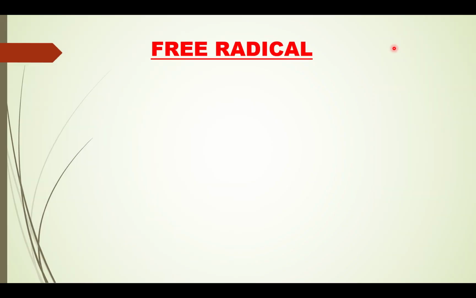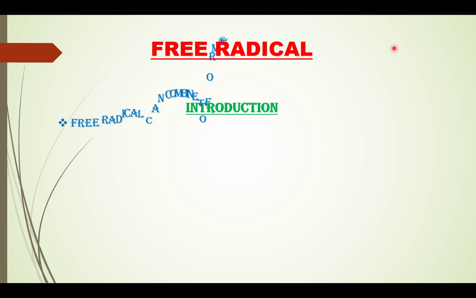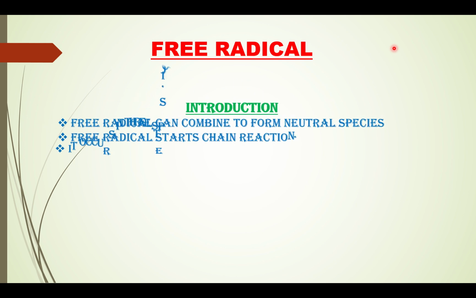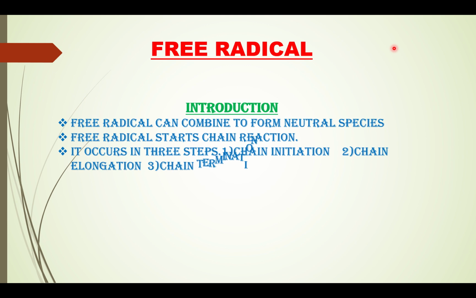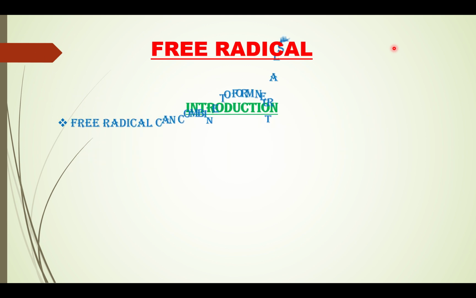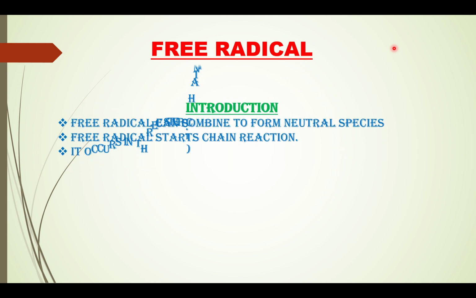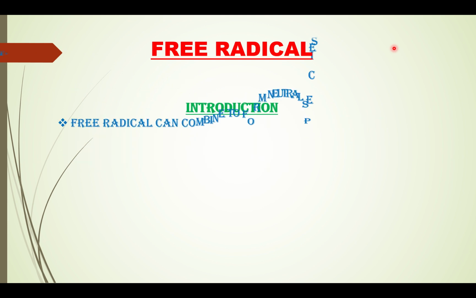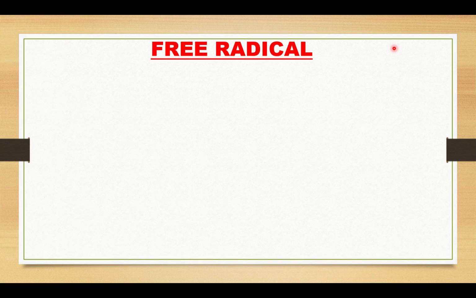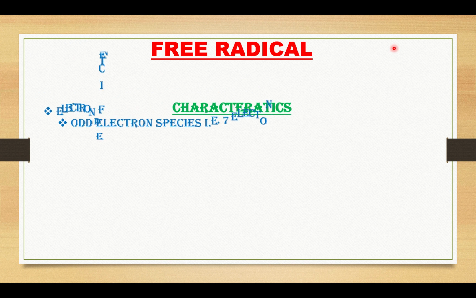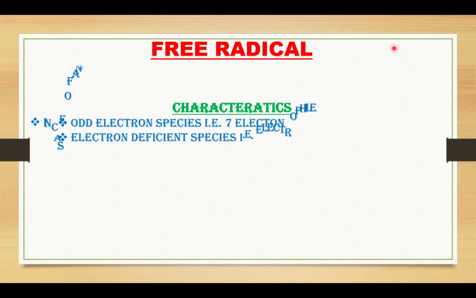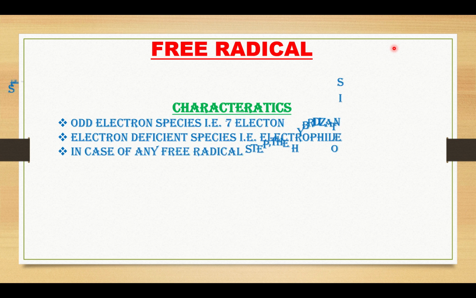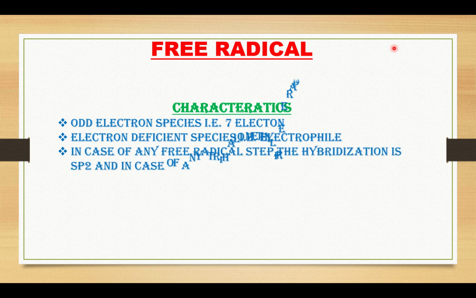Then comes the rest of the free radical part, that is, a free radical can combine to form a neutral species. A free radical starts a chain reaction. It occurs in three steps: chain initiation, chain propagation, chain termination. Then you can see here the characterization of a free radical: an odd electron species, for example a 7 electron species, an electron deficient species, that is an electrophile, an electron lover.